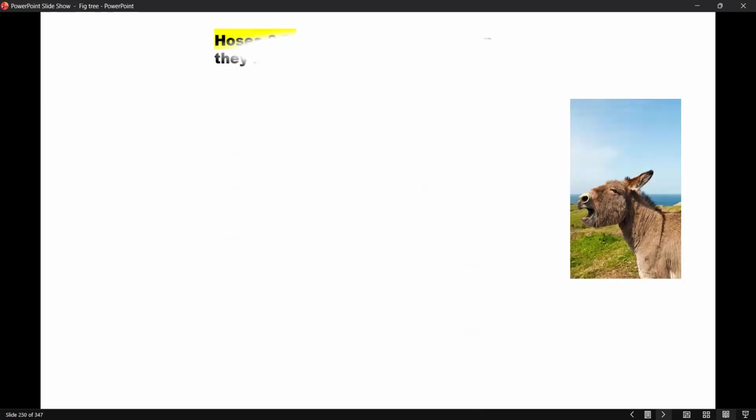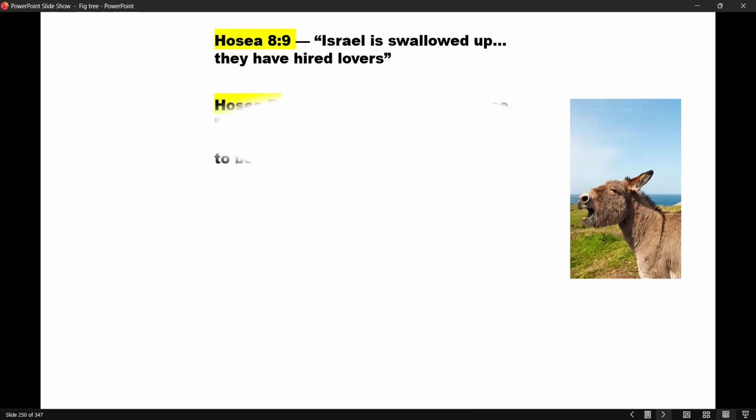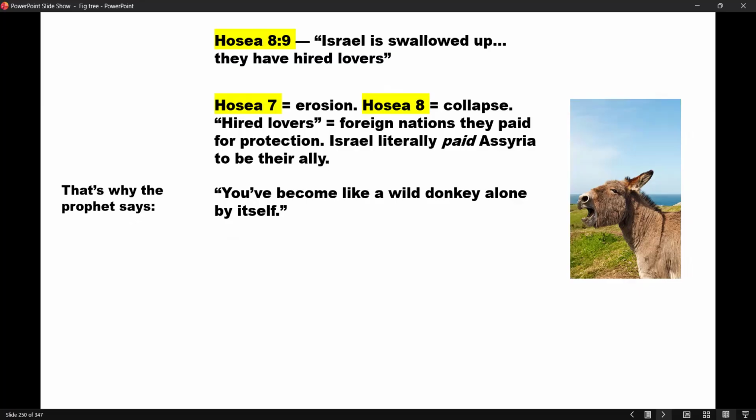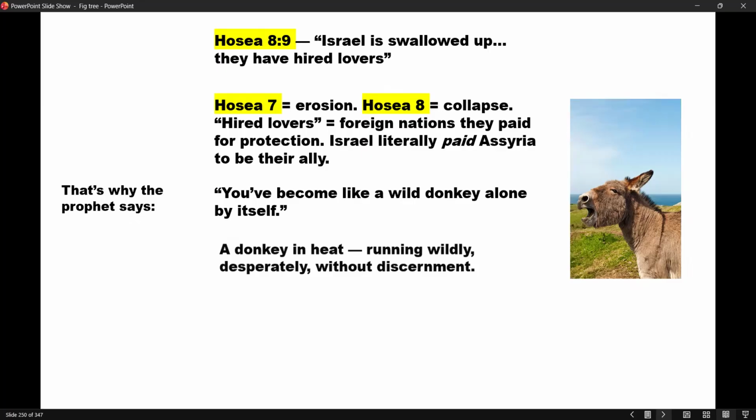Real simple. Hosea 8, Israel is swallowed up. They have hired lovers, right? Because they was always in trouble, always needed somebody to protect them, always paying tribute, erosion, collapse, hired lovers, foreign nations. They paid for protection. Israel literally paid Assyria to be their ally. That's why the prophet says you become like a wild donkey, alone by itself. A donkey in heat, running wildly, desperately, without discernment.